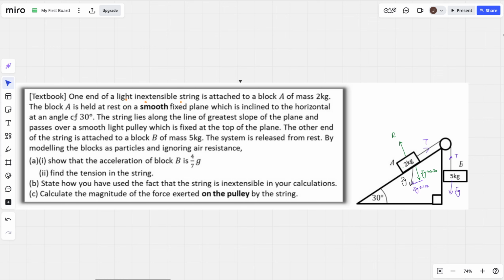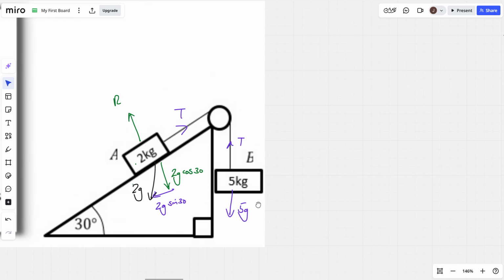The only thing I'm looking out for here is if it's released from rest, because that could mean that they do a SUVAT or something. Right, show that the acceleration is this, find the tension. Okay, so we really do have the same question again here. We might not even need to do the perpendicular. You don't tend to need the perpendicular one if you don't have any friction. So it's going to go up and over, isn't it? If you think about how big 5g is compared to 2g.